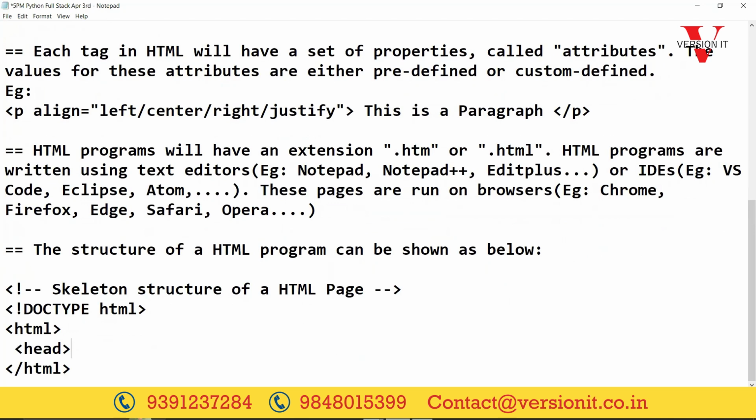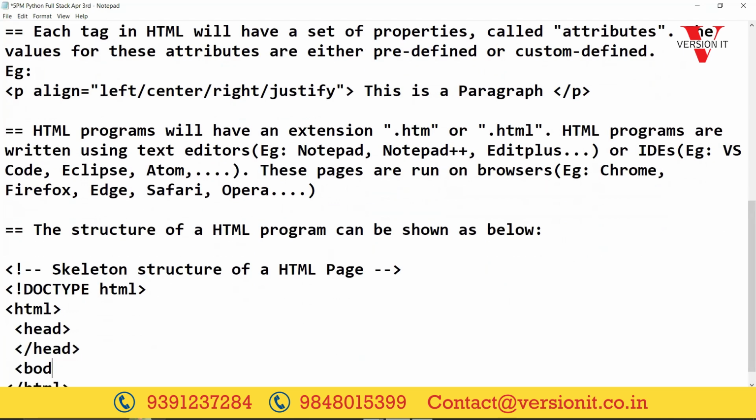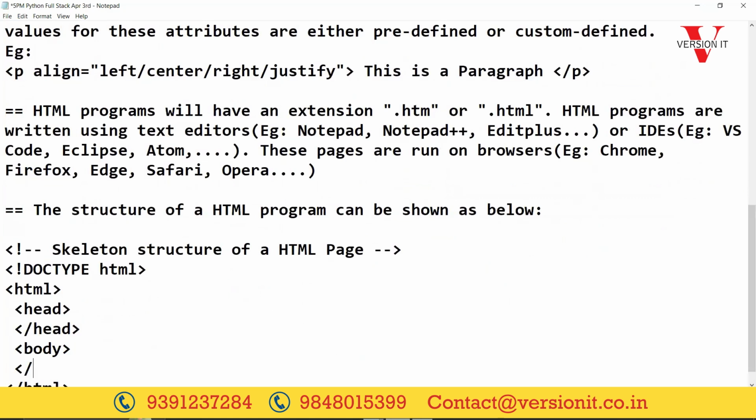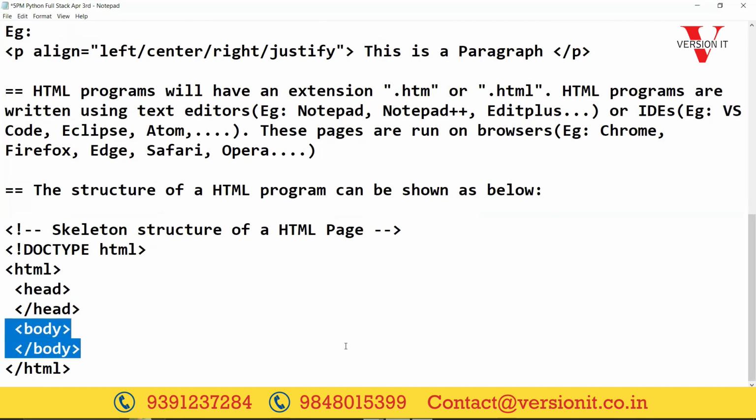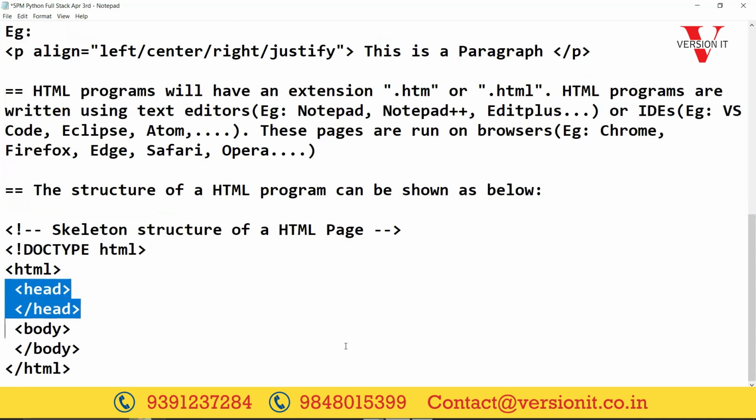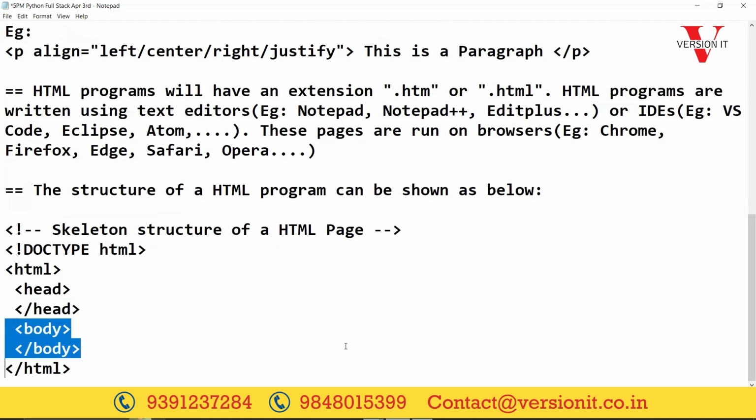This HTML contains two child tags inside. What are they? One is the header tag. The second one is the body tag. So we call it the header section and the body section.